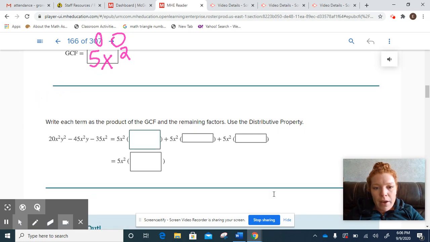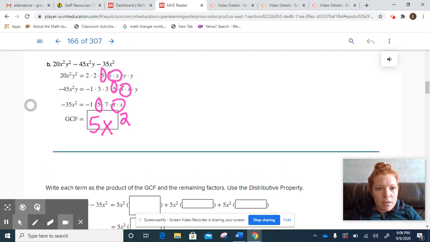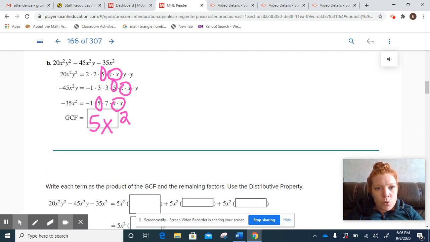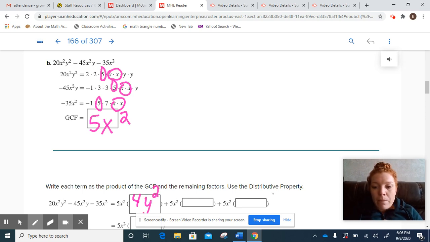As you can see, you have 5X squared that they already took out for you. You have to write what is left. So if you go back up here, like if we're looking at that first term, which was the 20, I see a 2, 2, y, y. So that makes 4, because 2 times 2, and then y times y would be y squared. Okay. In order to check your work, if you multiply those 2 pieces, you should get 20x squared y squared.